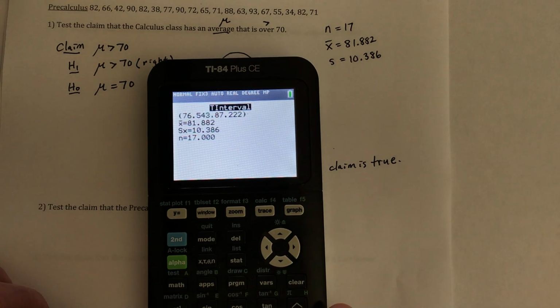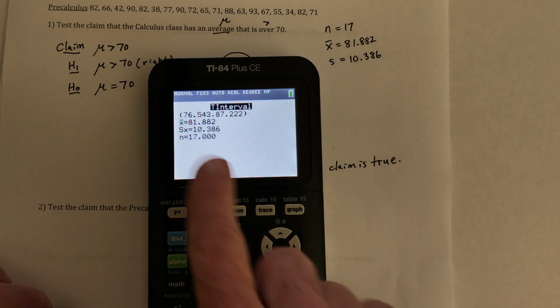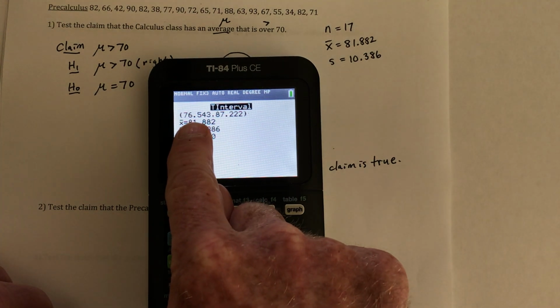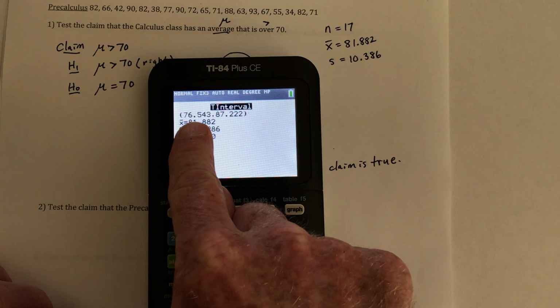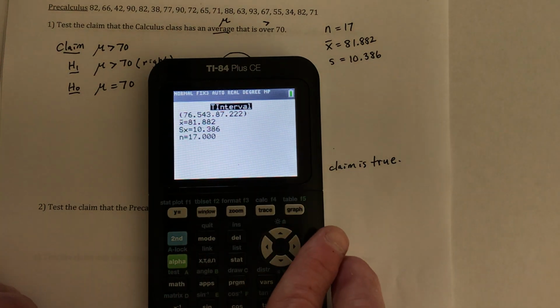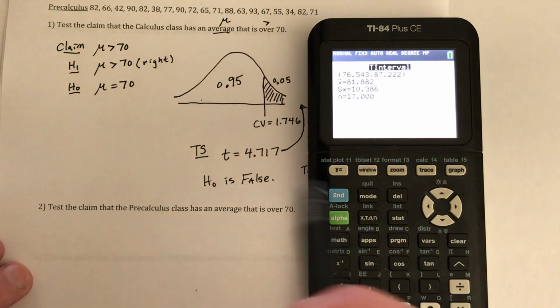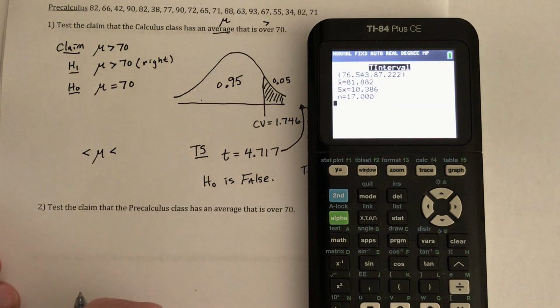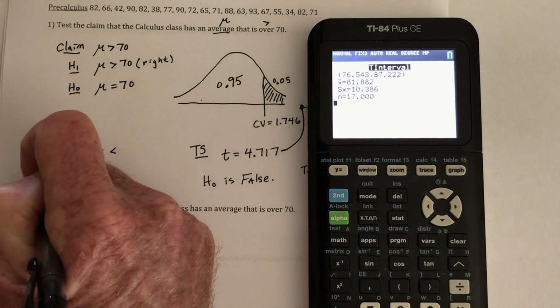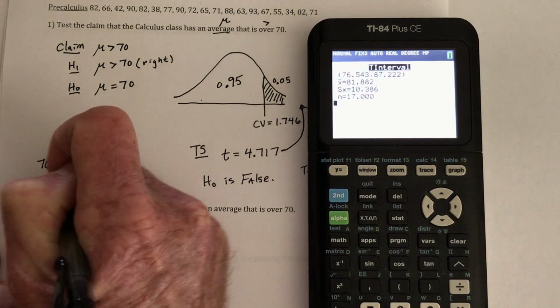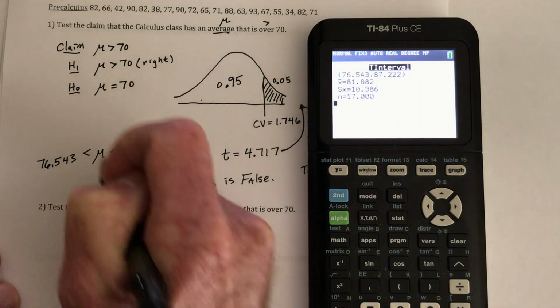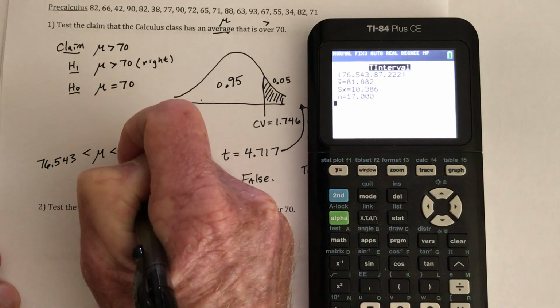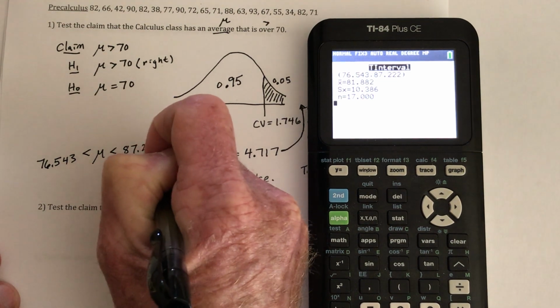So basically this is predicting the future, saying, well, based on the evidence we have, this class is going to end up somewhere with an average between 76.5 and 87.2. So the confidence interval would be that they are somewhere between 76.543 and 87.222.